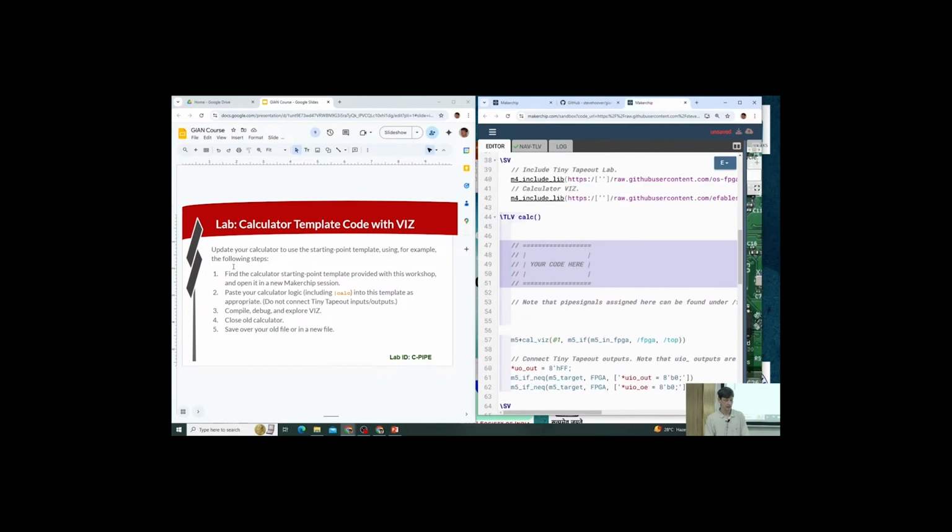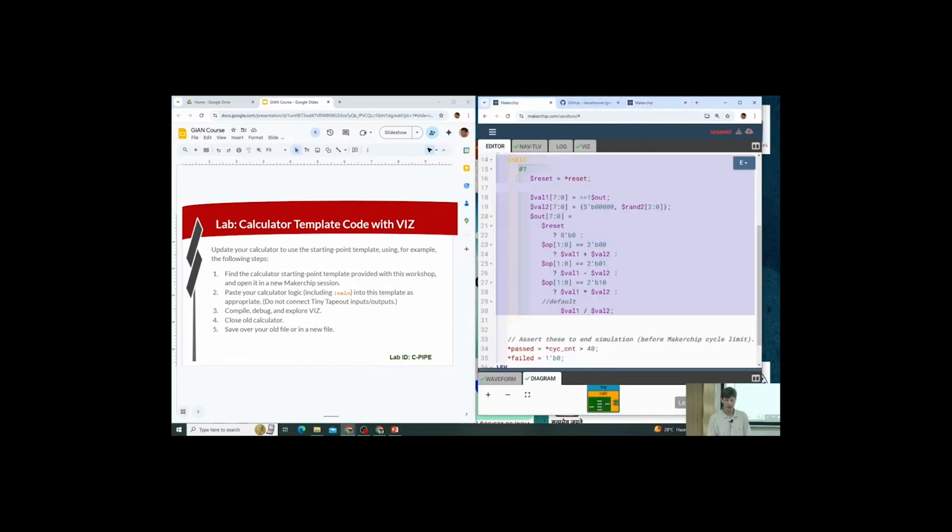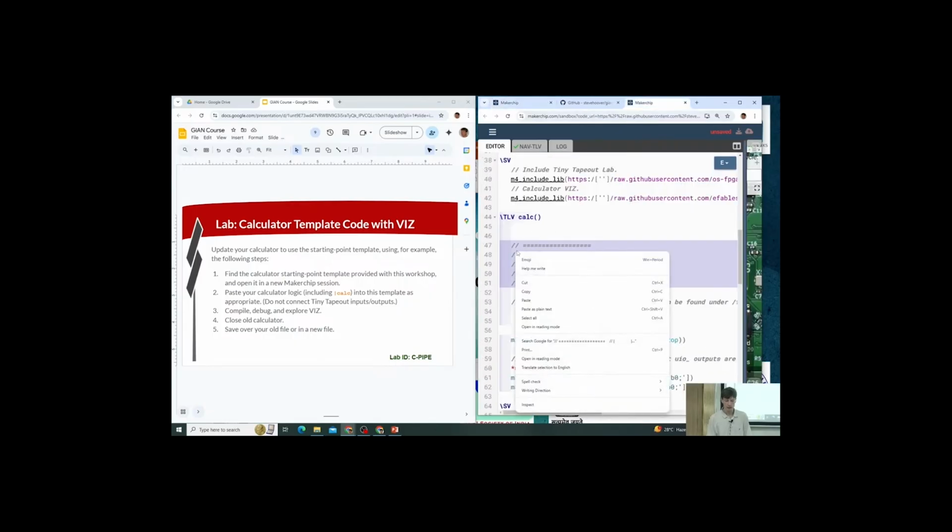All right. I'll give you a minute to just read this, and then I'll do it myself. You can just watch and follow along. Well, I'll just do it. You can follow along now. So find the calculator starting point template. Open it up. Hopefully you've got that all open. Paste your calculator logic, including the calc pipeline, into this template. So I've already selected it. Copy. Paste.